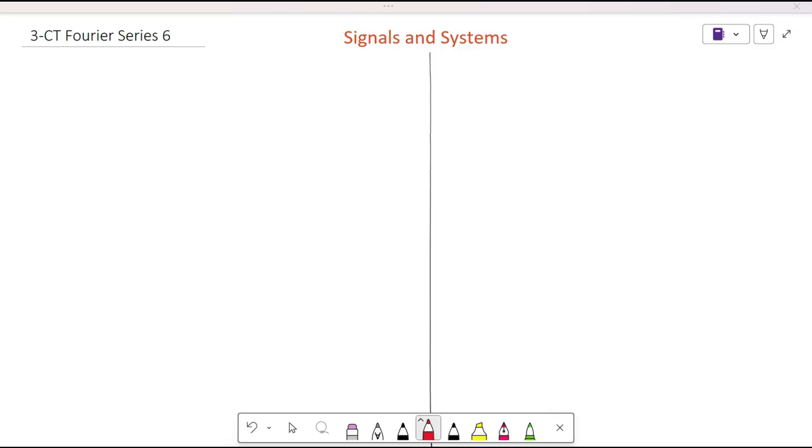So this is the third chapter, that is continuous time Fourier series. This is the third class, or part 3. Previously we have discussed Fourier series representation and the derivation of the Fourier series coefficient, and we have done two problems regarding the Fourier series representation and coefficient. Now in this class we are going to discuss properties of the continuous time Fourier series.